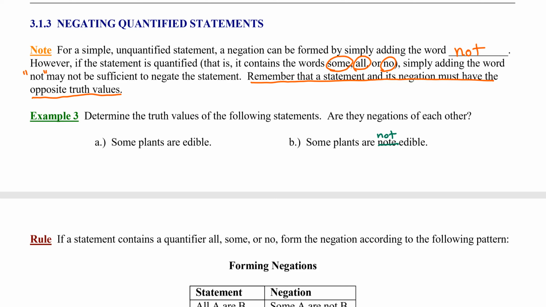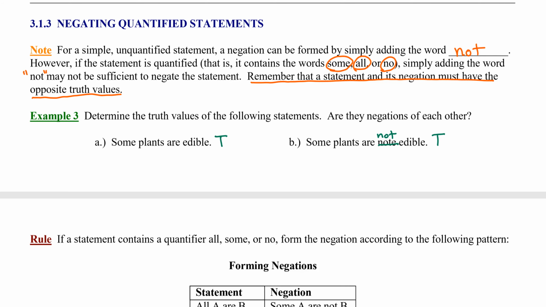Example A, some plants are edible. Well, that is a true statement. If you had salad for dinner, then you ate some plants, right? Example B, some plants are not edible. That's also true. These two statements have the same truth value. Therefore, they are equivalent statements.